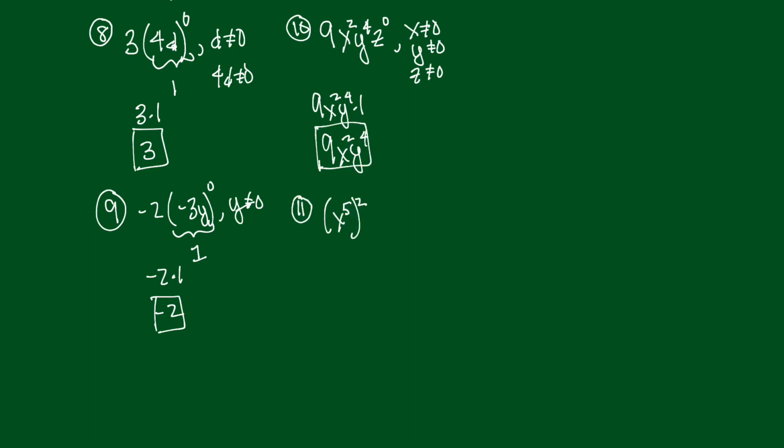And in number 11, we're raising a power to a power. When you raise a power to a power, you multiply the exponents. So we're going to get x to the 5 times 2, which is x to the 10th.